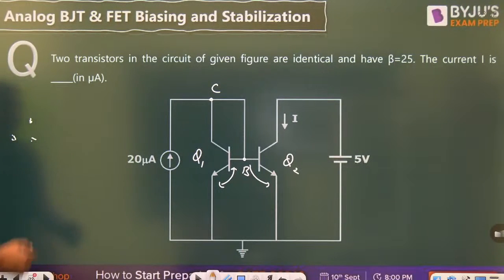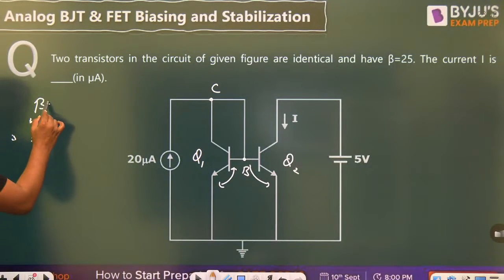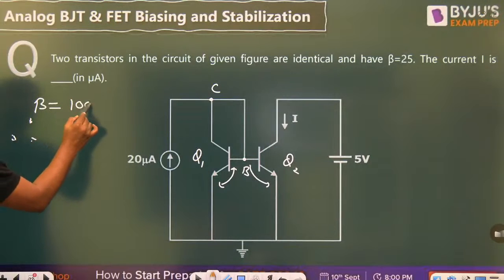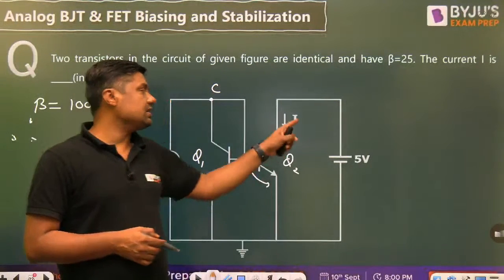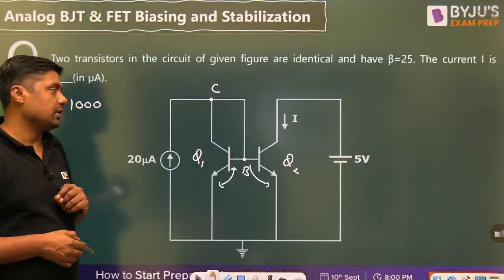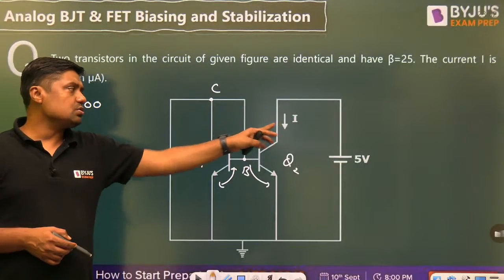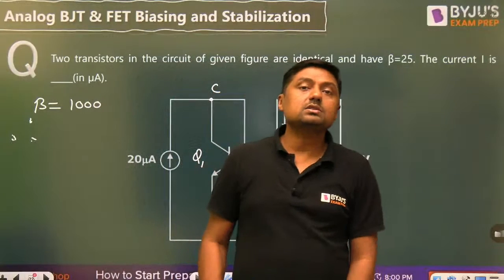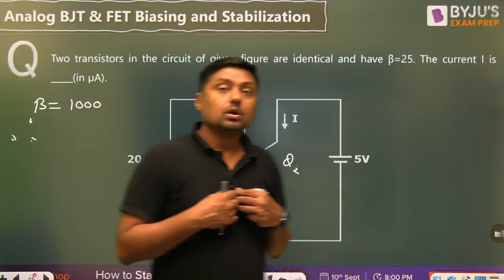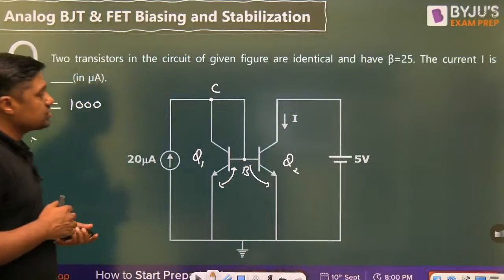For a transistor current mirror circuit, beta should be in the range of 1000. But 25 is very low. When beta is this low, we can't say that I is equal to 20 microampere. If you give that I is equal to 20 microampere, that answer is wrong. So how do we have to solve this question then?